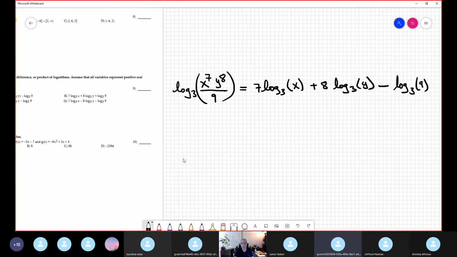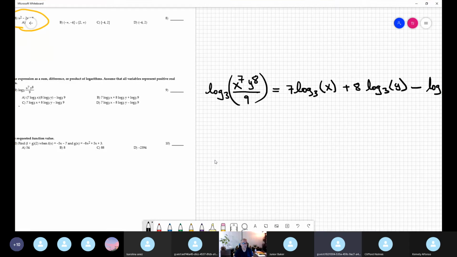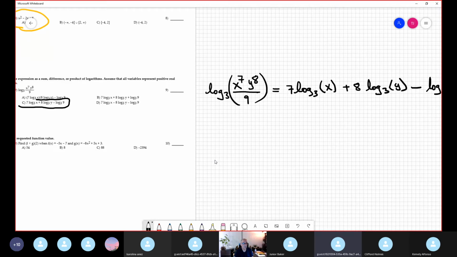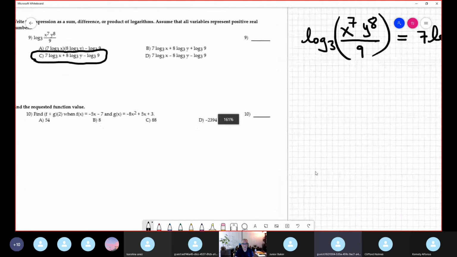Plus, minus, plus, again, no? B? Or C? No, C. 7 positive, 8 positive, and 9 negative. Option C. This is super easy. We are doing these questions in one second. Okay, let's move on to number 10.